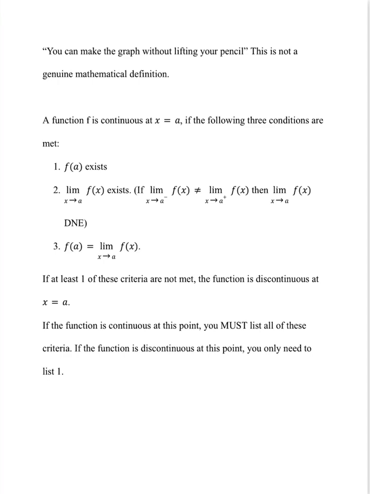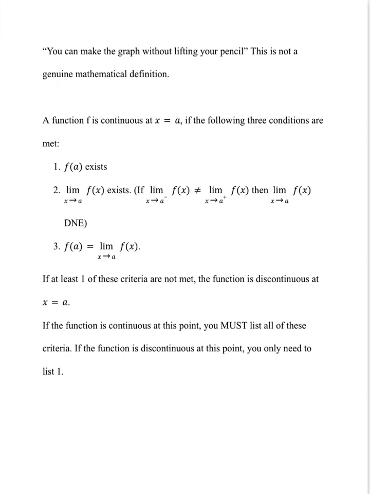So if the limit from each side does not equal each other, then the limit doesn't exist, and we discussed that in previous videos as well. So the limits have to equal each other from both sides for the overall limit to exist. Thirdly, f of a must equal the limit as x goes to a of f of x. We touched on that in a previous video as well, where just because the limit exists, that doesn't necessarily mean that the point will exist at x equals a.